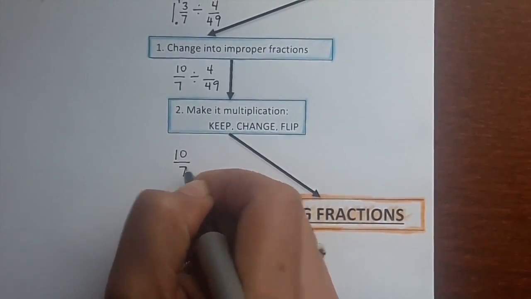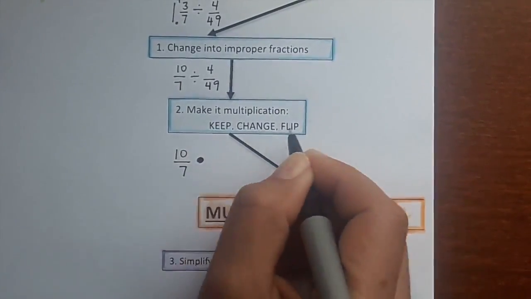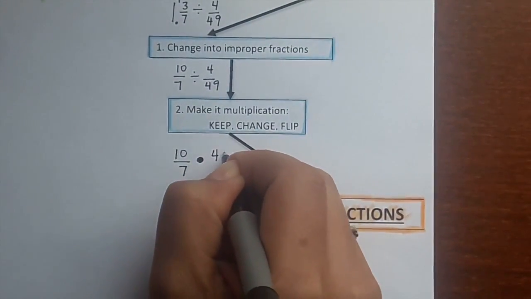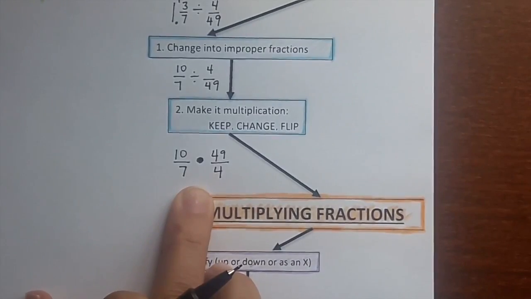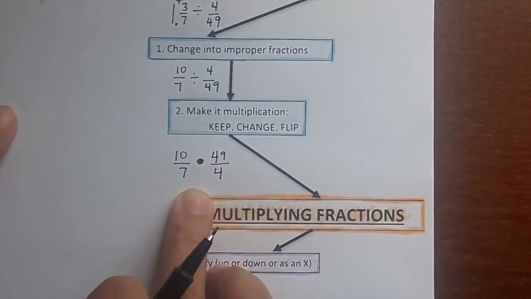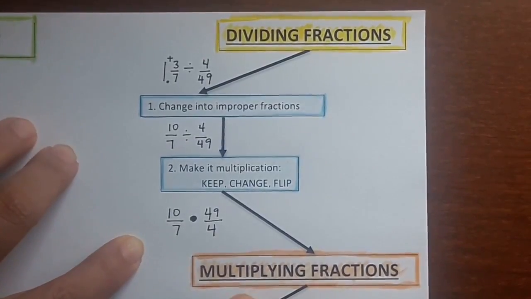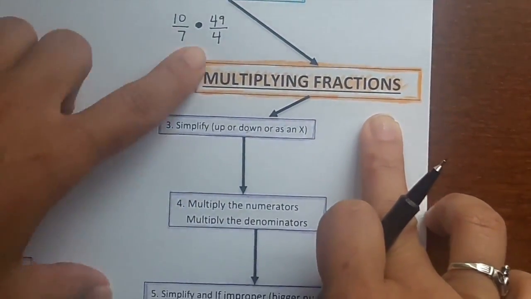So you keep the first one exactly the same. You change the division into multiplication, and then flip that last fraction. So it's going to turn over, and it's going to become 49 over 4. Then from there, it actually becomes a multiplication problem. So there's only one difference between multiplication and division, and that's keep, change, flip. So you make a division problem into multiplication by keeping, changing, and flipping.